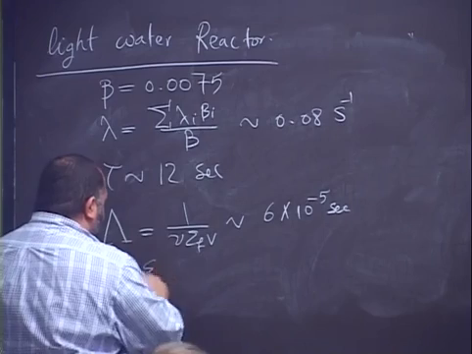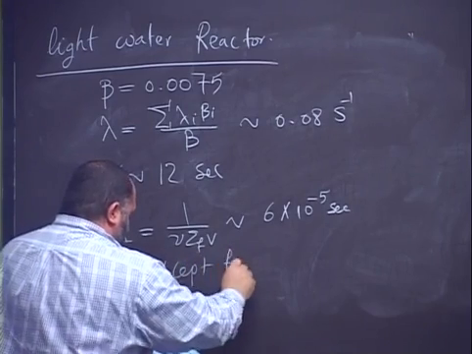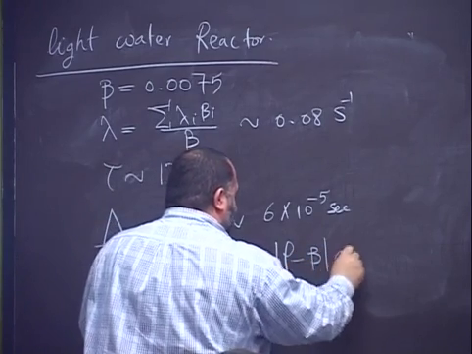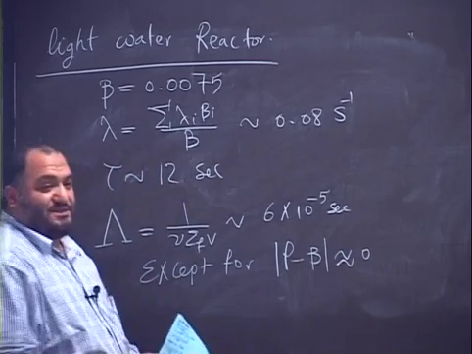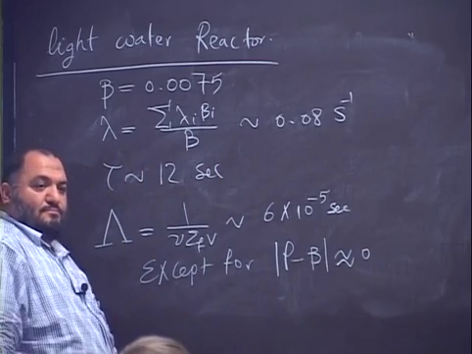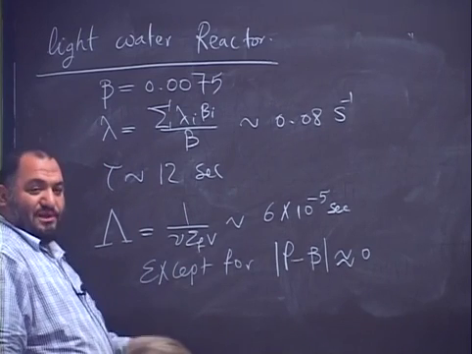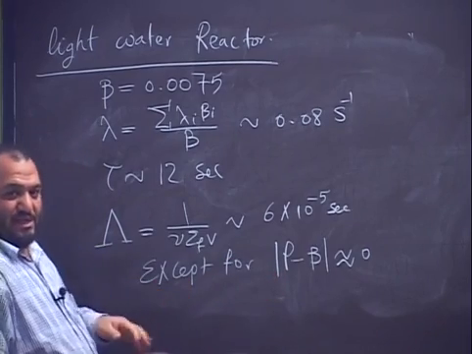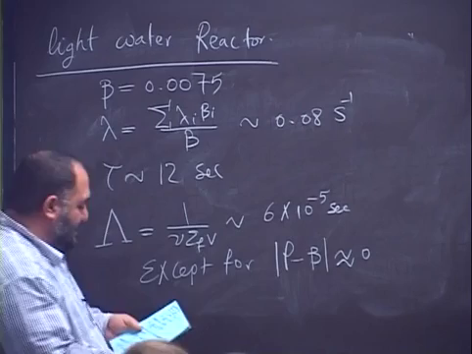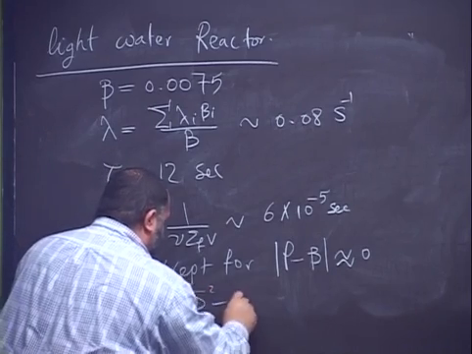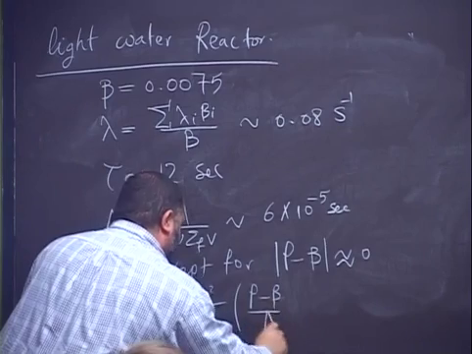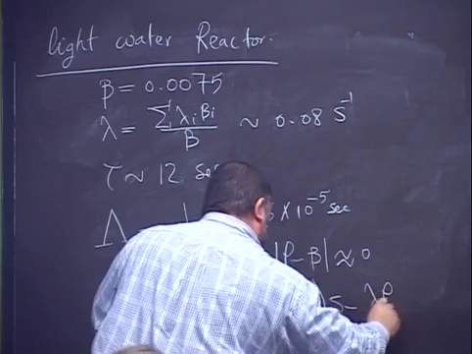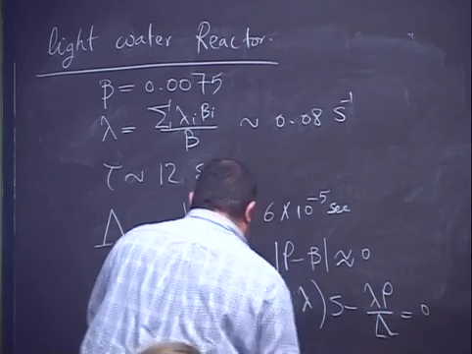parameters. So except for the absolute value of rho minus beta nearly 0. What does it mean, rho minus beta 0? Prompt critical situation. When you have rho equal to beta, you are prompt critical. So except for this prompt critical, we have S² minus (rho minus beta)/gamma minus lambda multiplied by S minus lambda rho/gamma equal to 0.